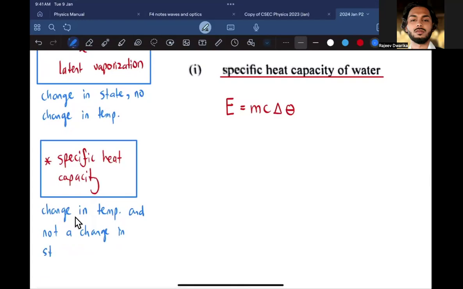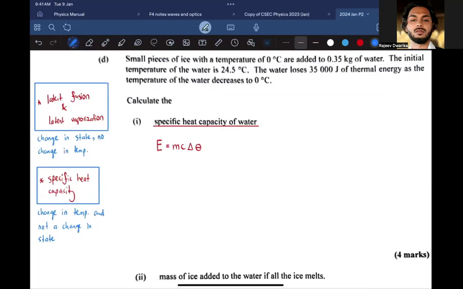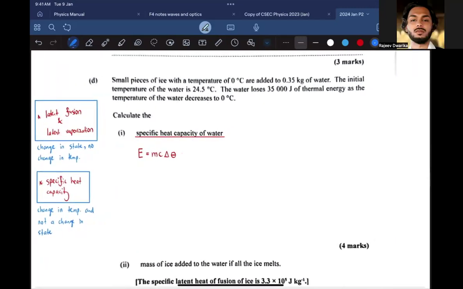Sean, when you were first learning physics, you probably would have been confused, not knowing when to use which of them. But I hope you know for sure now. Anytime you see a change in temperature, use specific heat capacity. Anytime you see a change in state, use latent fusion and latent vaporization. Understand? Yes, sir, I understand. All right, Justin, now we finally answer the question.